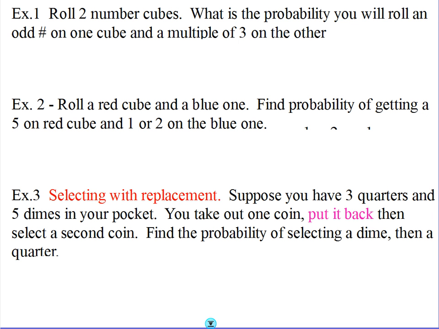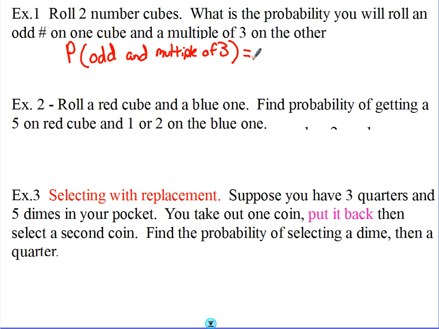Example number 1, we're going to roll a number cube. What is the probability you will roll an odd number on the one cube and a multiple of 3 on the other? So we would write this: probability of rolling an odd number and multiple of 3.